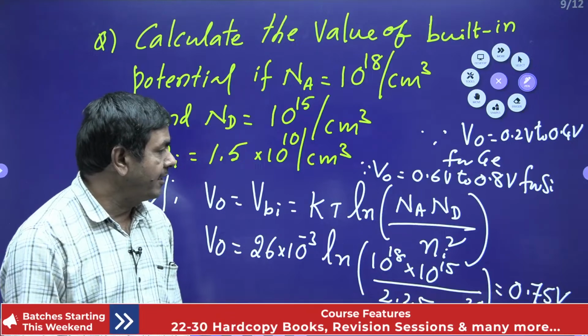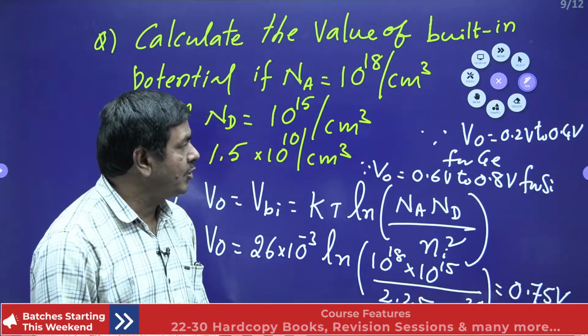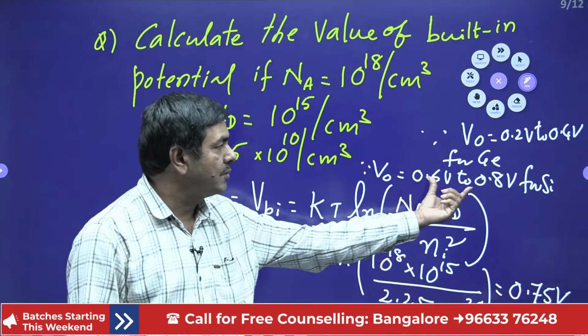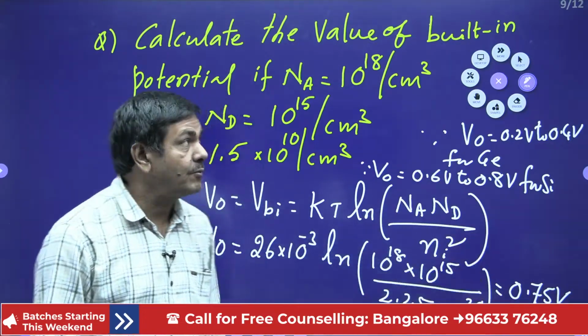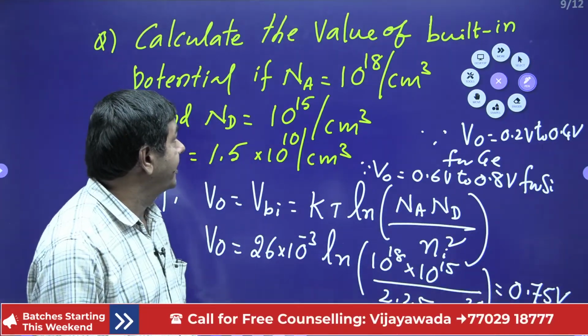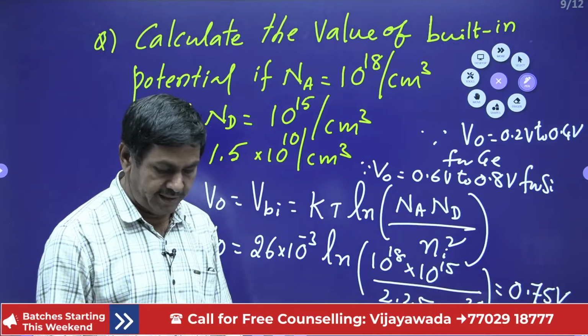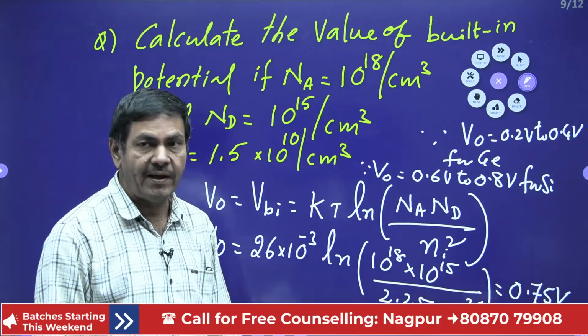We are getting V0 equal to what? 0.75. 0.75 is lying in between these two, so it may only be silicon here. Understand? It is a silicon material only. Otherwise, we cannot get that much value.